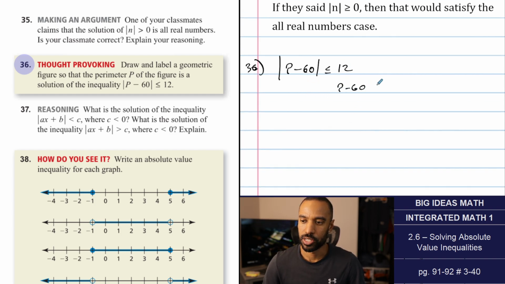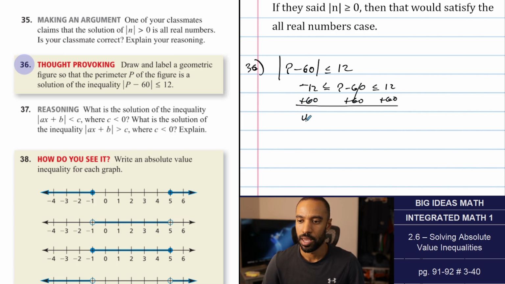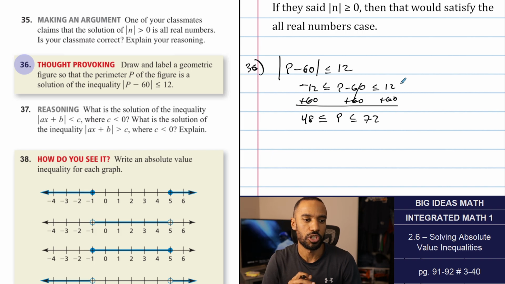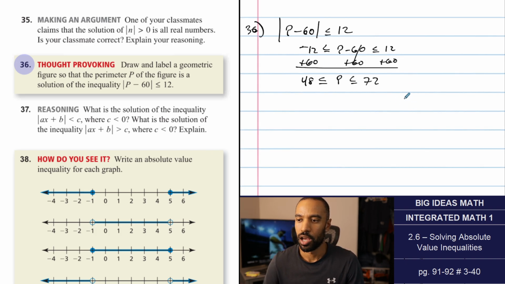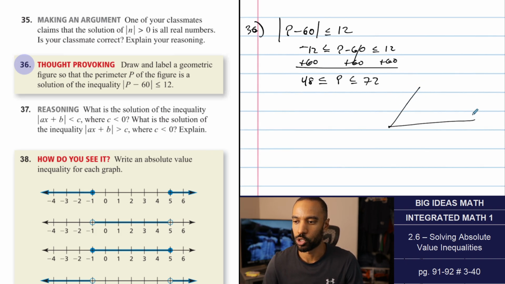So P minus 60, it's got to be between positive and negative 12 units of 60. Therefore, when we do 60 plus 12 and 60 minus 12, we see what I was just bringing up. It's got to be between 48 and 72 units. So that's our perimeter. It says draw and label a geometric figure, so that's between there. Okay, let's make a big old triangle.